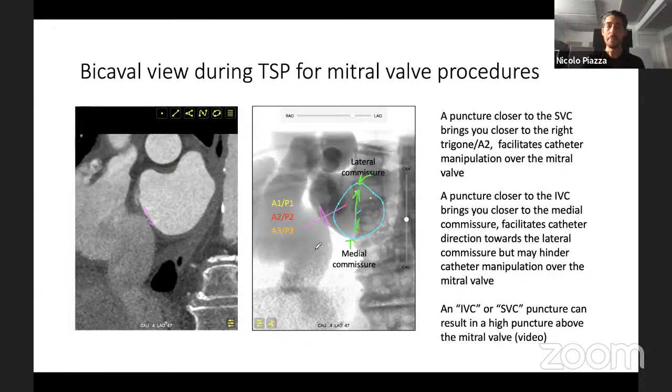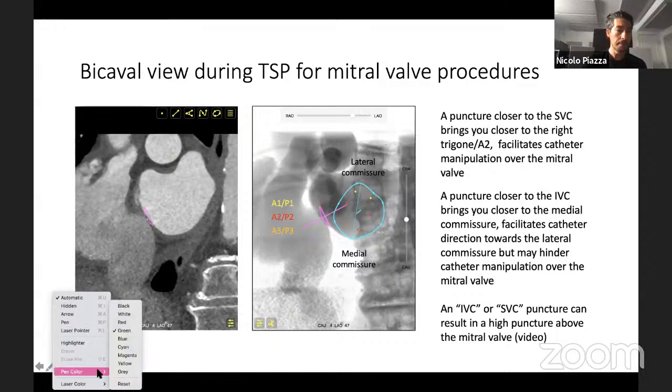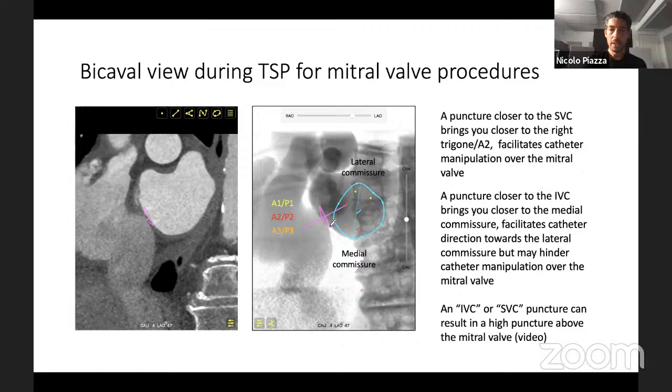Now, depending on what you want to do, okay, this might be important because, let me give you an example. If you want to target the lateral commissure, for instance, okay, what you want to do is do an inferior puncture so that you can get coaxial to your lateral commissure. You don't want to get superior because you're going to get a bad angle of attack.